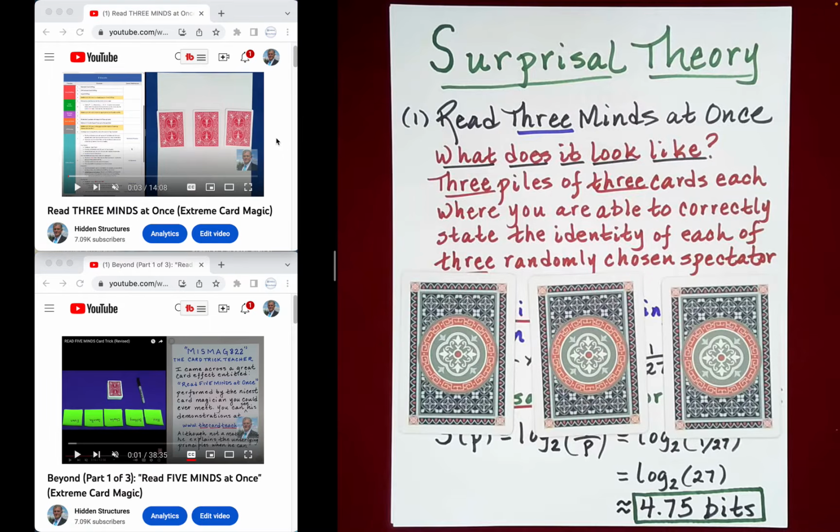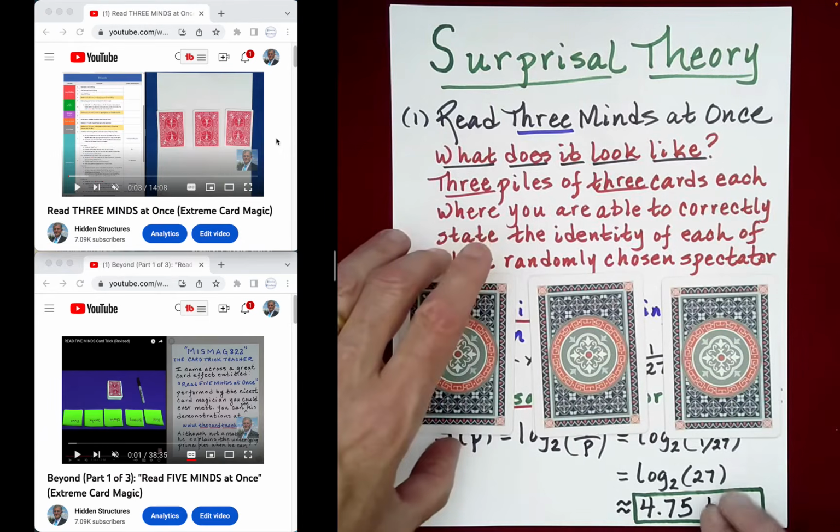Then you ask them which pile contains your second selection. The moment they speak the words, you're able to identify the spectator's second selection. And then finally, you ask them which of the 3 piles contains their third selection. And with that information, you can immediately state the identity of their third card. Okay? Now, anyone I've shown this to has been visibly surprised that I am able to correctly state the identity of each of the 3 cards that they freely chose. So once again, I encourage you to watch that video, Read 3 Minds at Once.